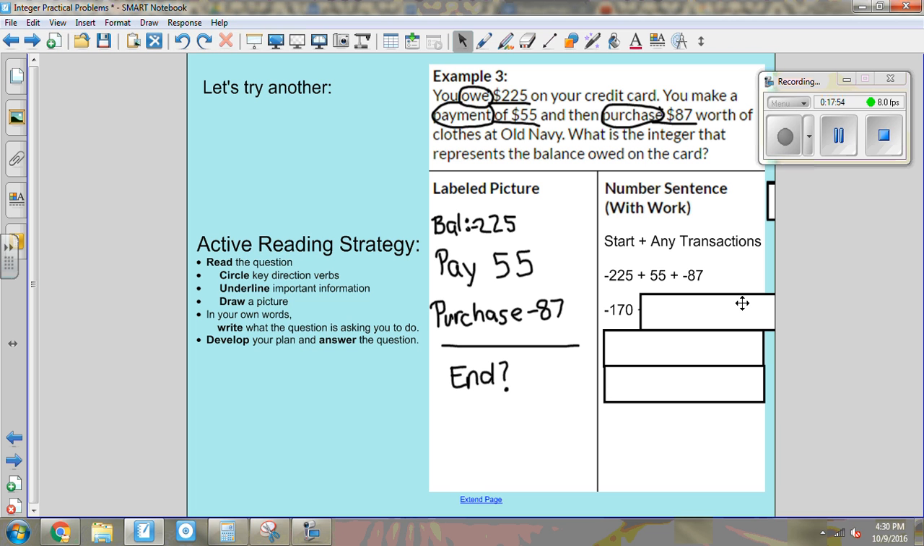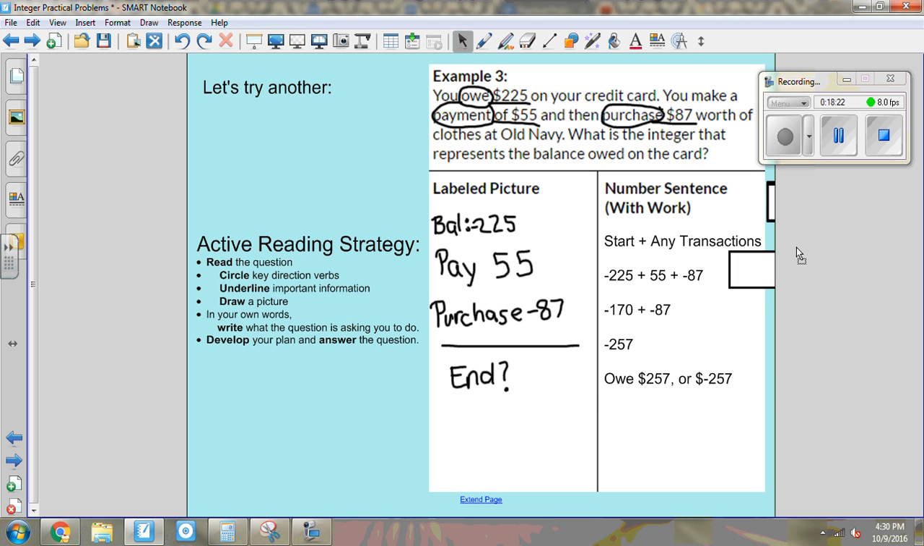As I'm going through, I have two numbers that I'm going to use first. When I solved negative 225 and I added 55, I know that 225 is bigger than 55, so my final answer needed to be negative, and then 225 minus 55 is 170. And then I need to just add that negative 87 as well. Now, when I have a negative and a negative, I know that my final answer is going to be negative, and then just add those numbers together, and I have negative $257, which means that I owe $257.